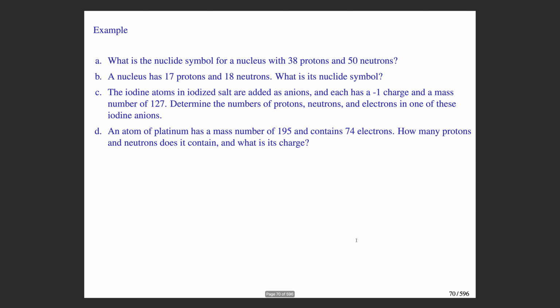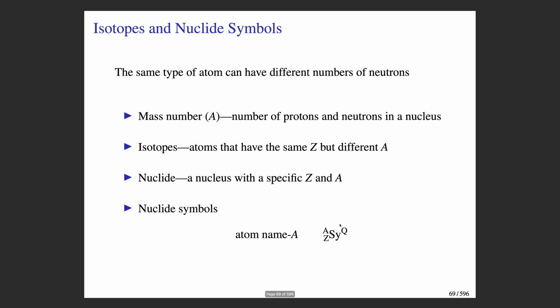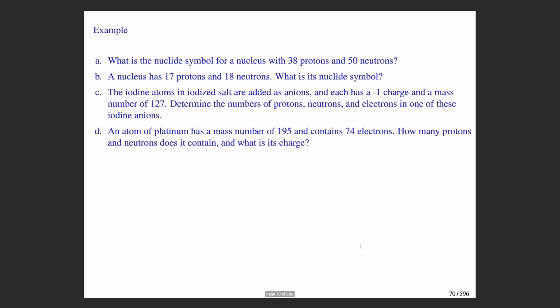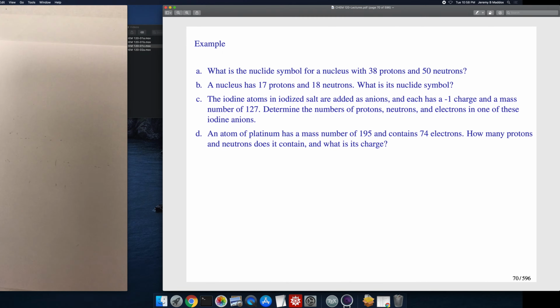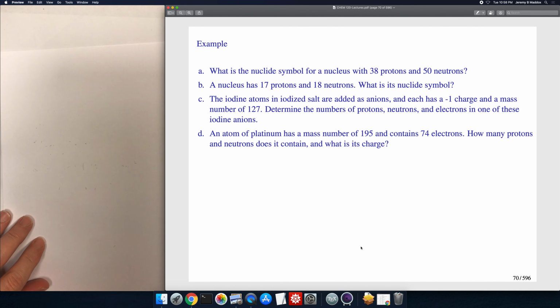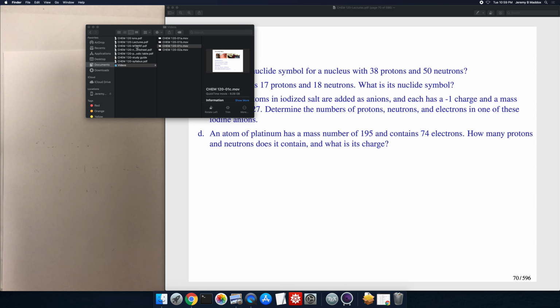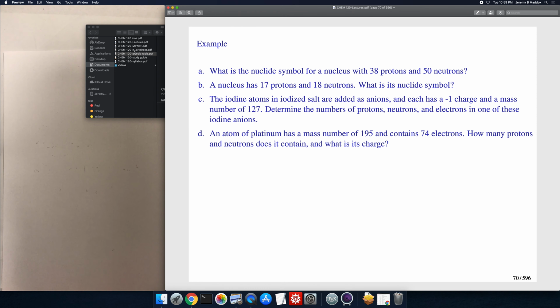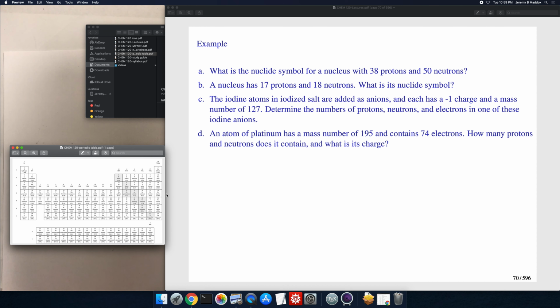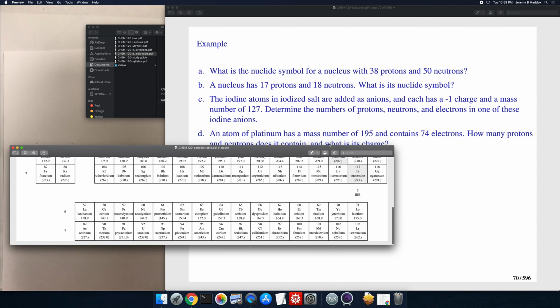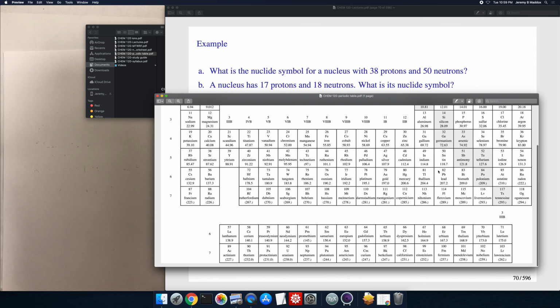So what we need to be able to do is interpret nuclide symbols, both the word form and the symbol form. We're going to turn to this problem, where we are being asked to write out the nuclide symbol for a nucleus with 38 protons and 50 neutrons. What we'll need in order to do that is the periodic table. I'm going to pull up my periodic table real quick and place it here for us to work with.